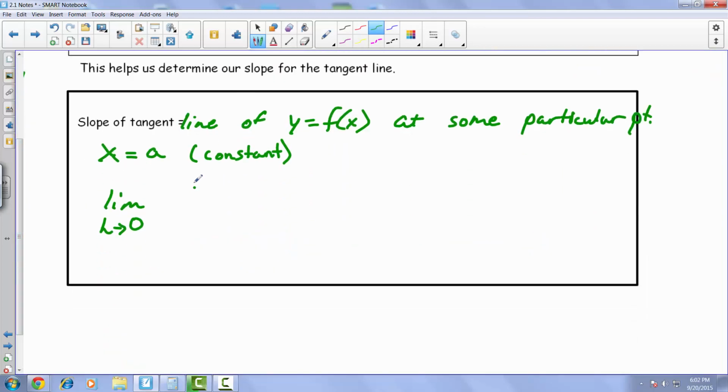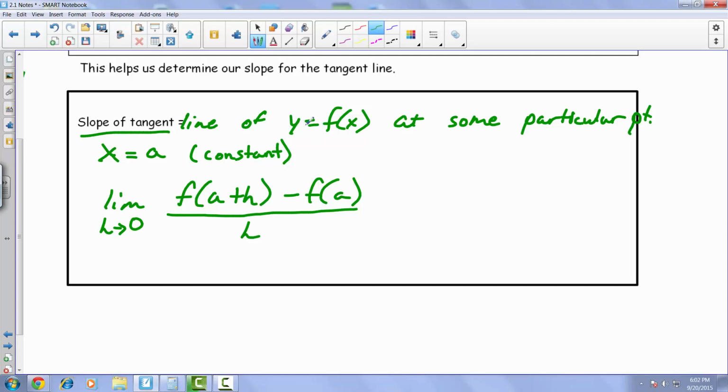Of our function, f of A plus h minus f of A, all over h. So we have to take the limit as h approaches 0 on that, and we're hoping that by making this smaller and smaller, we actually get to the true slope that is tangent to the function at a particular target point. And there is one criterion associated with this: the limit does have to exist.